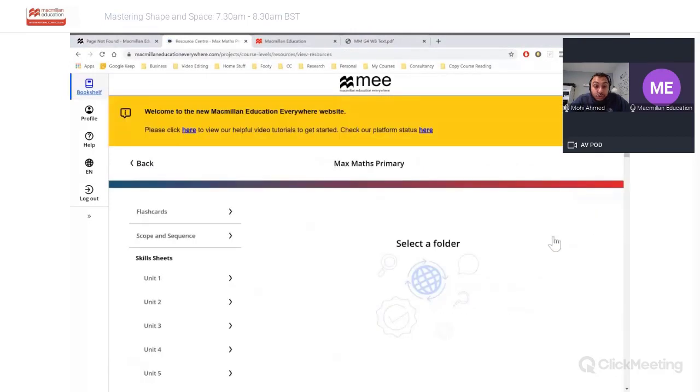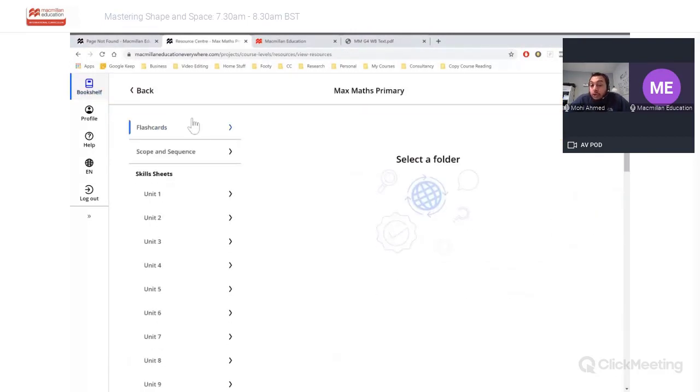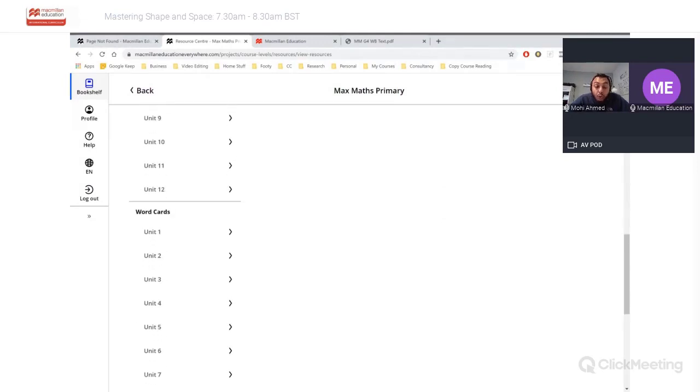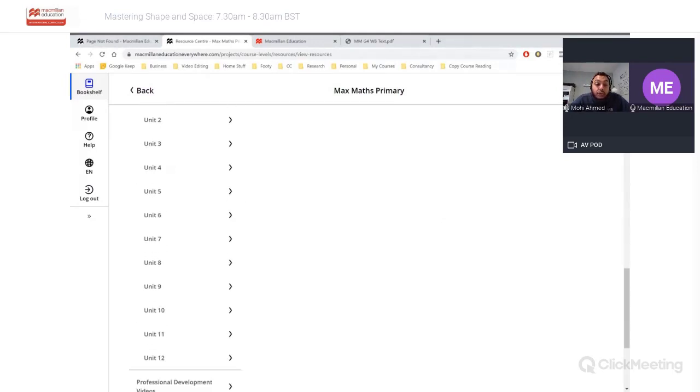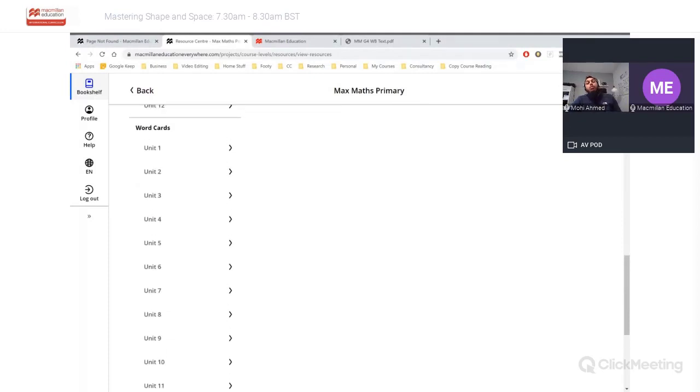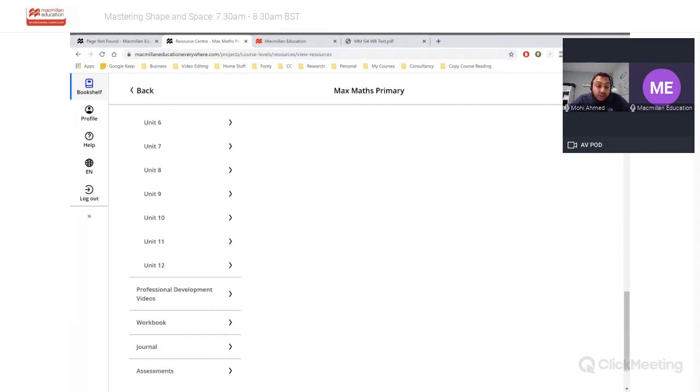Here, this is a teacher resource center. So you've got flashcards that you can print out. You've got scope and sequences of lessons. You've got unit sheets, worksheets. You've got teacher notes, so more helpful guides for you. You've got specific, technical words that you might struggle with your children. So we could have worksheets and those printouts.